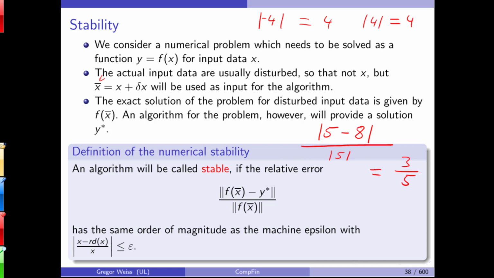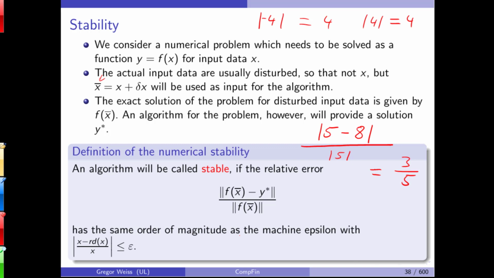An algorithm is called stable if this relative error has the same order of magnitude as the machine epsilon, and this is supposed to be the machine epsilon. So you take a number x, you round it with a computer, and the relative rounding error is smaller than epsilon. As you can see, the machine epsilon gives you an idea of what the maximum rounding error will be. The better the computer, the smaller the maximal rounding error. So this is the relative error, and this is the stability.